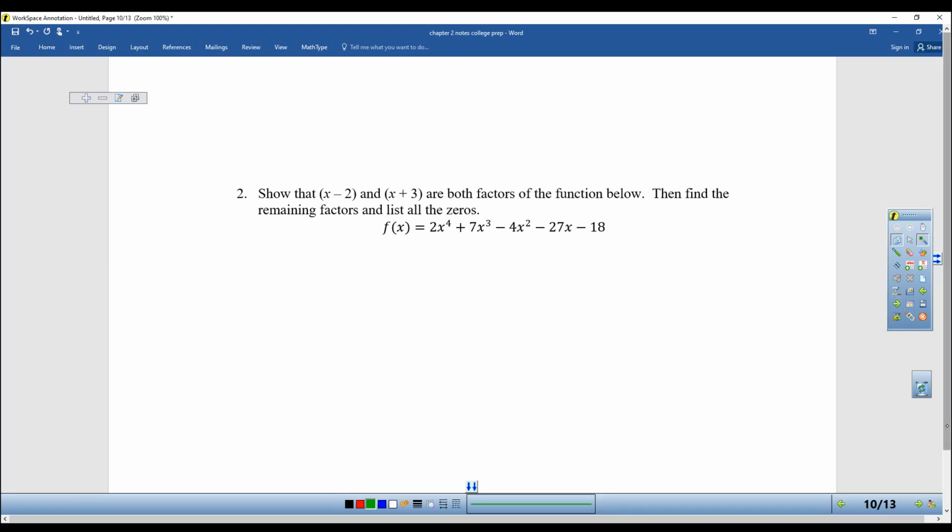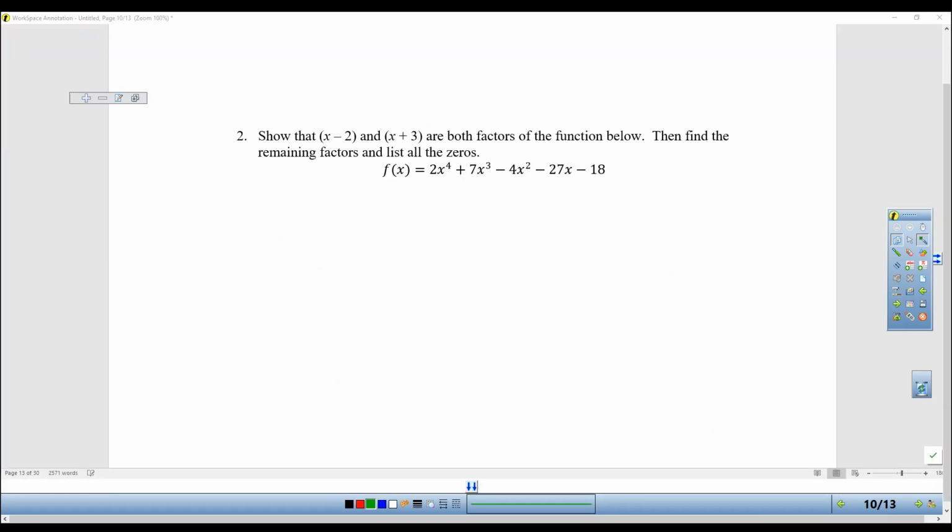All right, now they're going to give me two factors. So this is going to factor into x minus 2 times x plus 3 times something else. We want to write it in completely factored form. We want to find the remaining factor. And once we find the remaining factors, we can list all the zeros. Listing all the zeros, we already know two of them, 2 and -3, but we're going to find the rest. How do we do that?